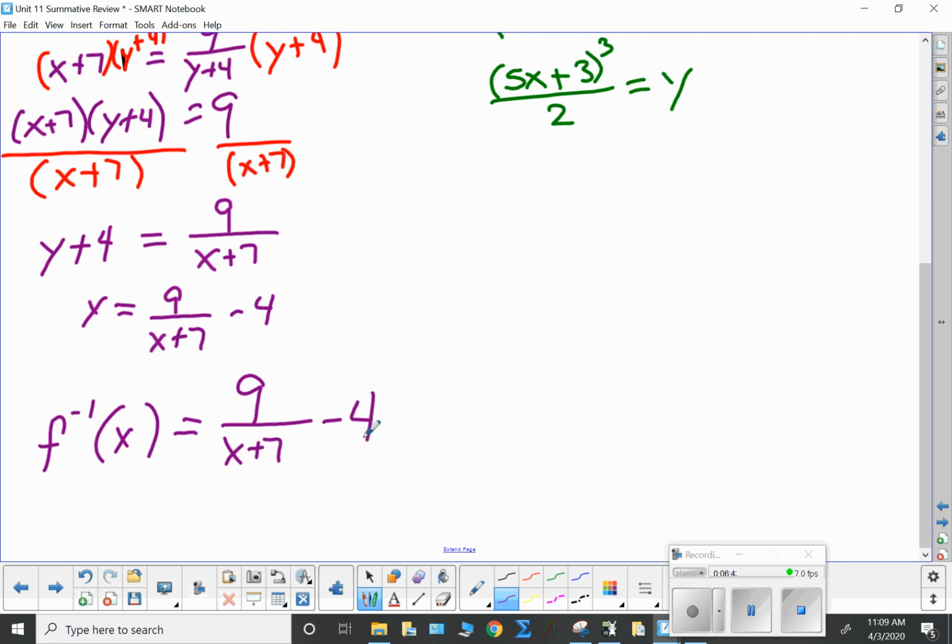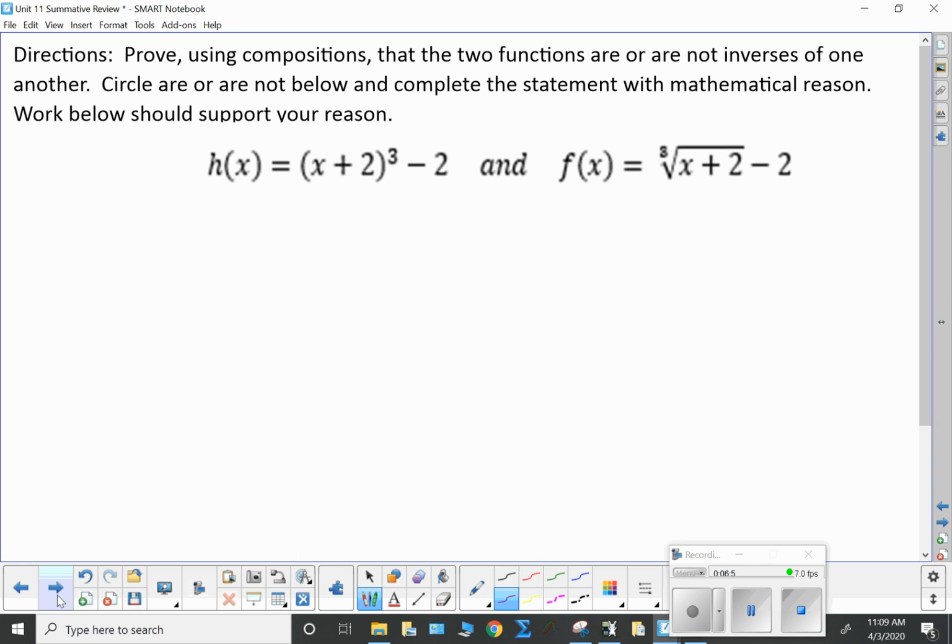Again, don't get too anxious to get through the problem. Do it one step at a time and it will come out nice and easy. Okay, the last one. You're going to have one or two like this on your test. Directions: prove using compositions that the two functions are or are not inverses of one another.